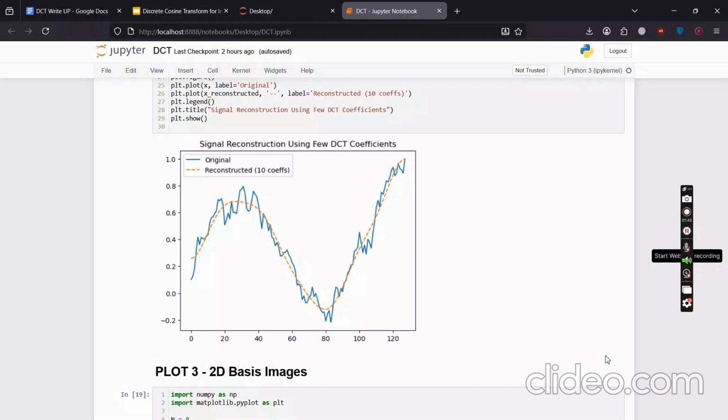Despite using only a small fraction of the total coefficients, the reconstructed signal closely resembles the original. This visually illustrates the energy compaction property of the DCT. Most of the signal's important information is concentrated in a few coefficients. By discarding the remaining small coefficients, we achieve compression with only minor distortion, demonstrating the fundamental idea behind DCT based transform coding.